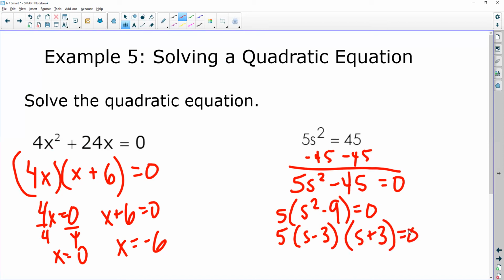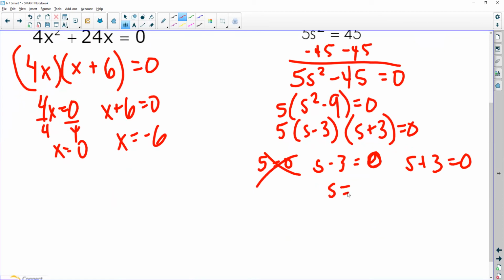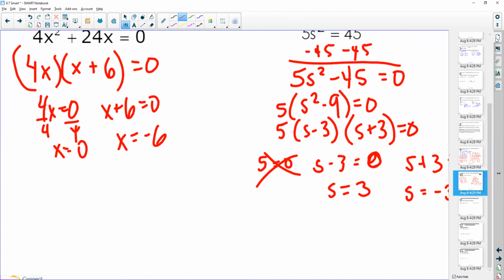And then the thing I have to keep in mind is it doesn't matter how many products there are. We set 5 equal to 0, s minus 3 equals 0, and s plus 3 equals 0. Here's the thing, 5 equals 0 doesn't matter because it's not true. I'm going to add 3 to both sides there, and s equals positive 3, and then I'm going to get s equals negative 3. We lived. We survived. Hallelujah.